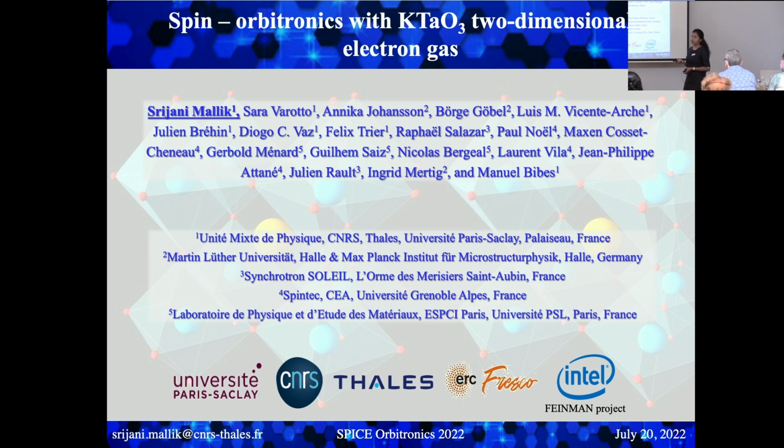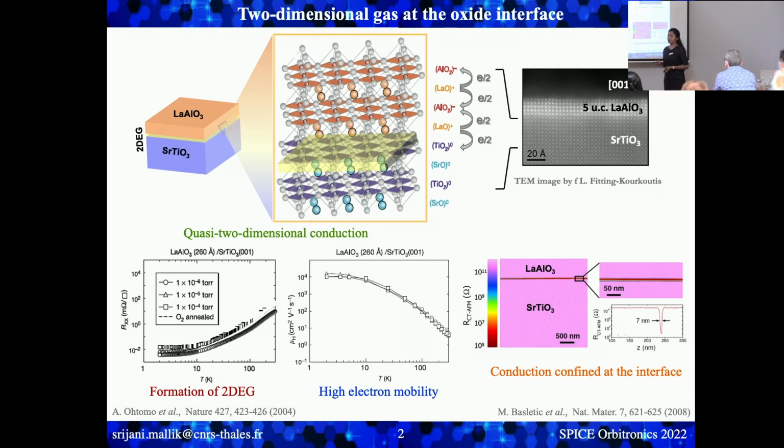Thanks to Laura, I don't need to introduce this system a lot, because almost 20 years back, the oxide two-dimensional gas was first discovered at the interface between two insulating perovskite materials, lanthanum aluminate and strontium titanate. Although they both were insulators, due to the charge reconstruction in the lanthanum aluminate, there was a two-dimensional electron gas at the interface of these two materials.